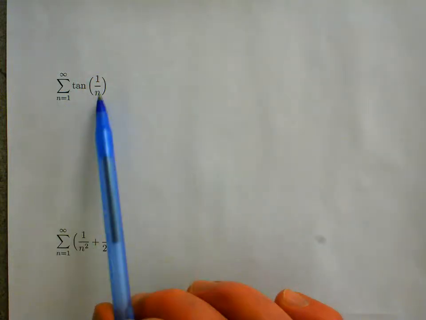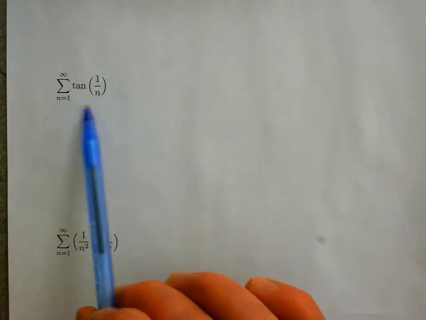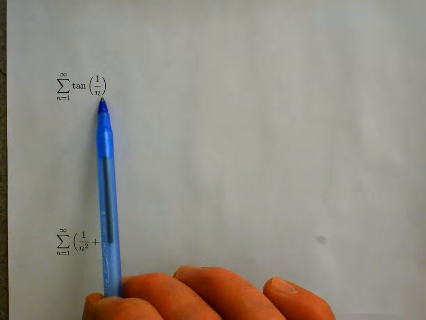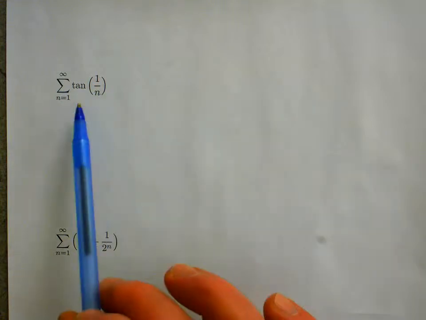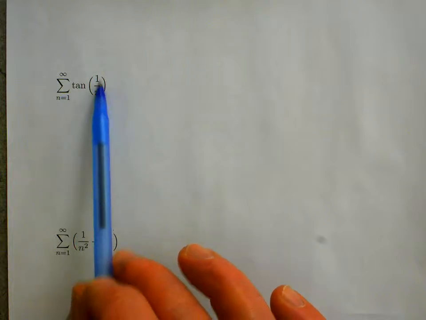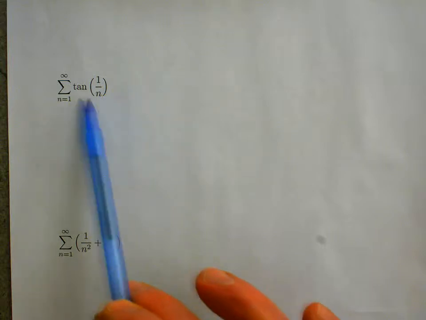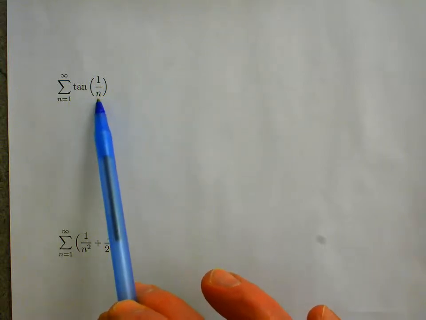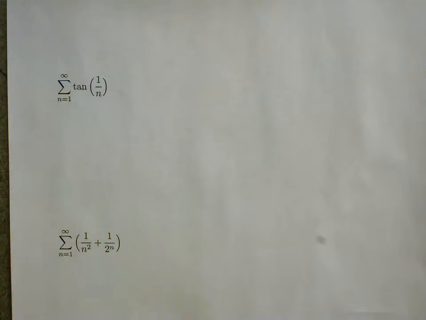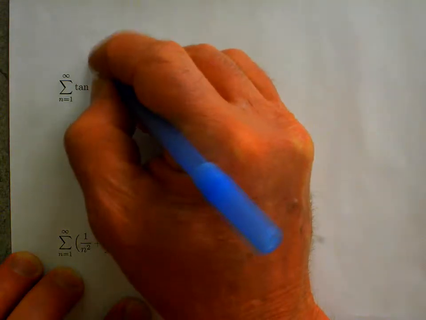When n is 1, it's the tangent of 1, which is a positive number. And 1 over n gets closer to 0. Tangent of 0 is 0, but as 1 over n gets smaller, tangent of a small positive number is positive. So it's not alternating. Okay, I'm going to try the limit comparison test.